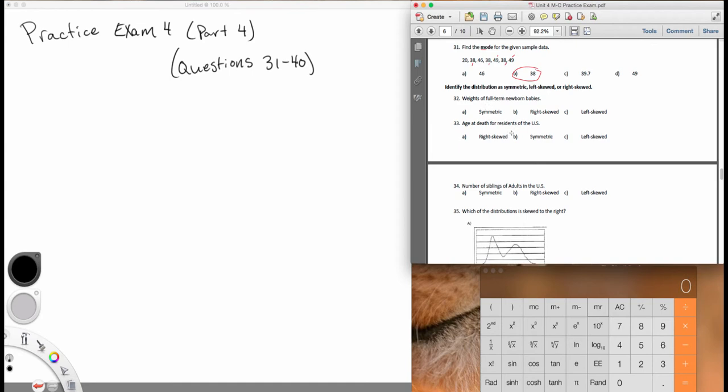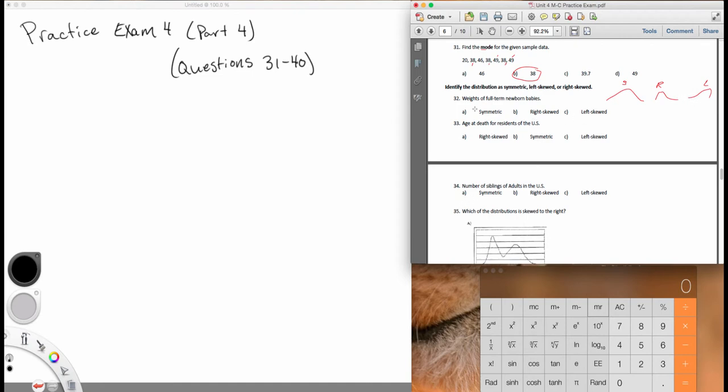All right. We want to identify the distribution as symmetric, left skewed, or right skewed. Just a quick reminder, symmetric is your normal curve. So this will just be symmetric. A right skewed would be one where our outliers lie to the right. And then a left skewed, our outliers lie to the left. So that's the way to think about that. If you have an outlier, there we go.